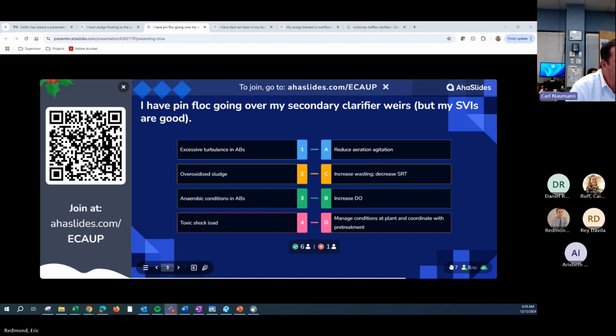Lower your inventory, because basically what's happened is you're carrying too much inventory. If you carry too much inventory, you're starting to decay your bugs, right? And your bugs are eating each other, and it's becoming over oxidized. It's kind of an interesting term, but essentially you have too much inventory, and you're basically becoming kind of like an aerobic digester. So you have too much decay.